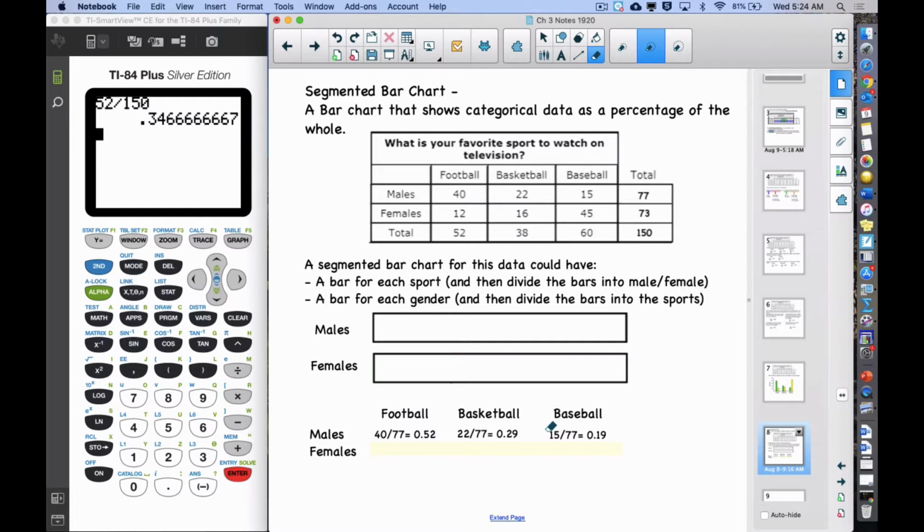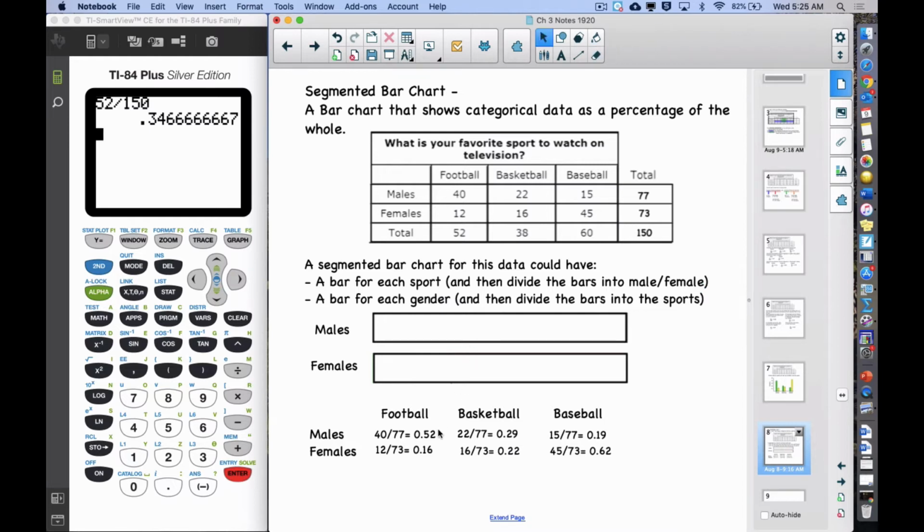So in a minute when I mark these up, I'm going to want to divide this. A little over half my bar I can label as football, a little over a quarter of the bar will be basketball, and a little about a fifth is baseball. And then I'll do the same thing for the females. For the females, 12 out of the 73 females prefer football, 16 out of the 73 prefer basketball, and 45 out of the 73 prefer baseball. And there are my percentages there.